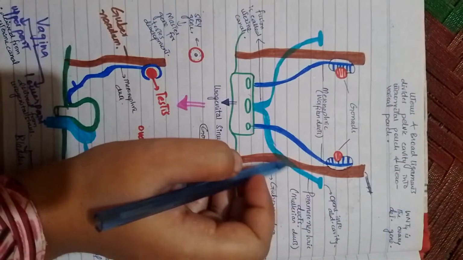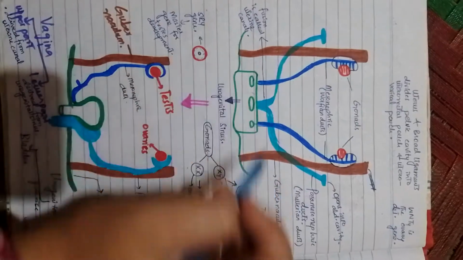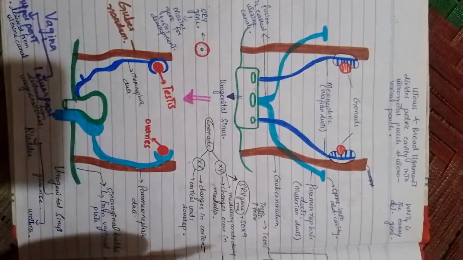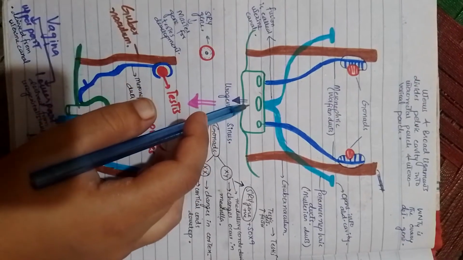You can see that the paramesonephric ducts unite and form a common structure here. This is called the uterine canal. And at the end we can see this structure, which is called the urogenital sinus.